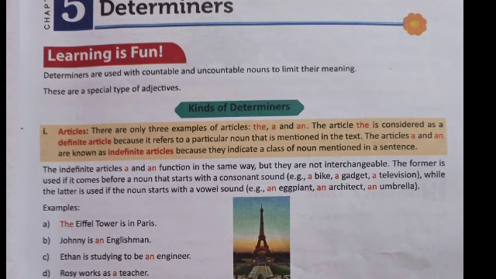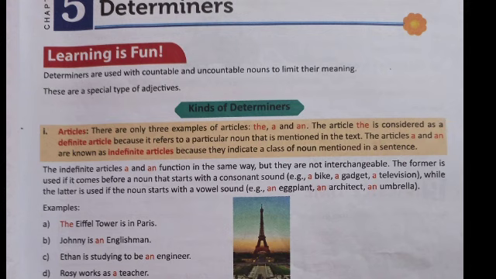And the articles a and an are known as indefinite articles because they indicate a class of noun mentioned in a sentence. They indicate a class of noun, but article the is considered a definite article because it refers to a particular noun. It is the only difference between definite and indefinite article. Children, definite article is the. It refers to a particular noun, and indefinite articles are a and an, and they indicate a class of noun.